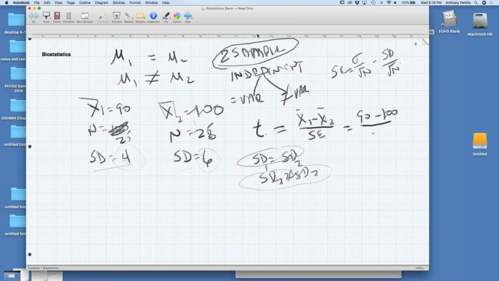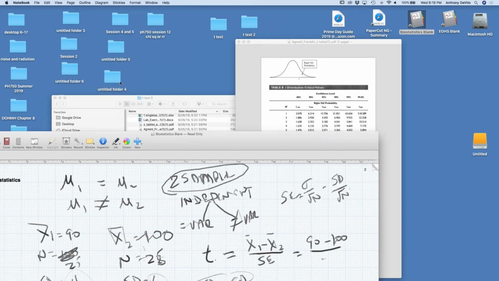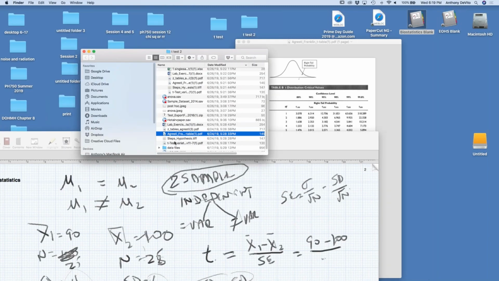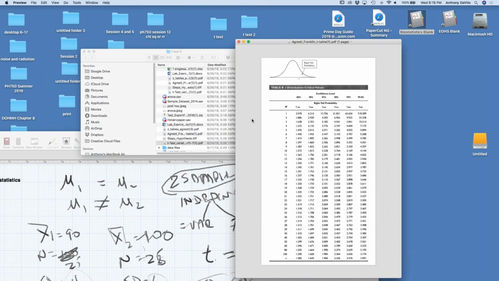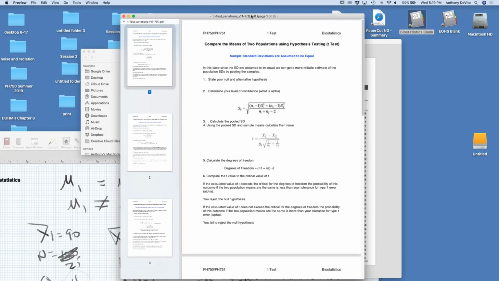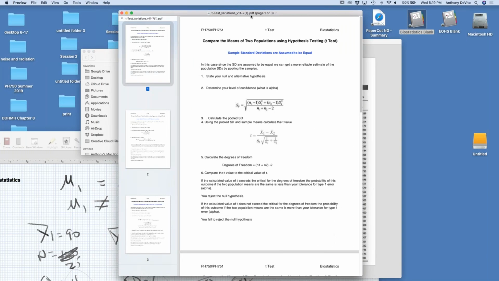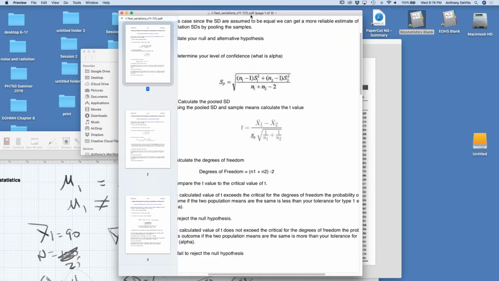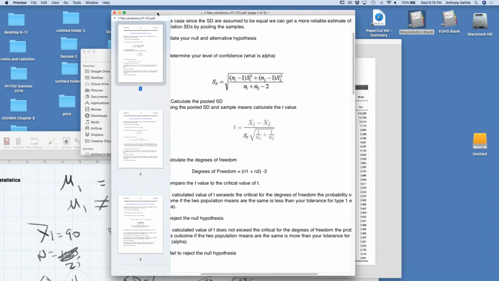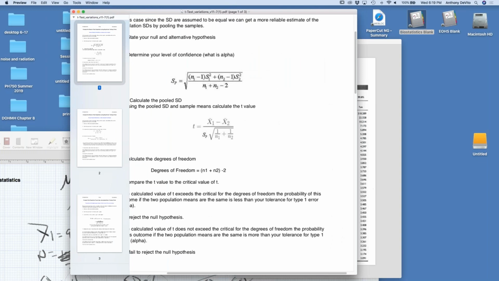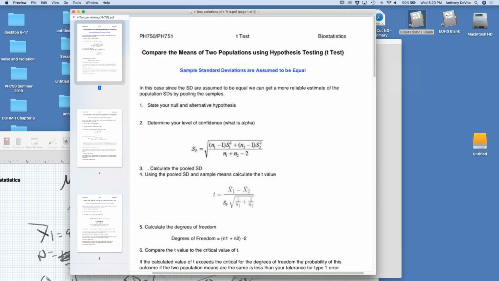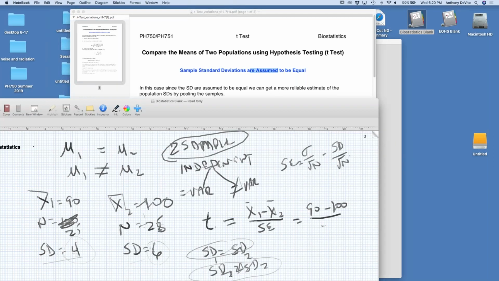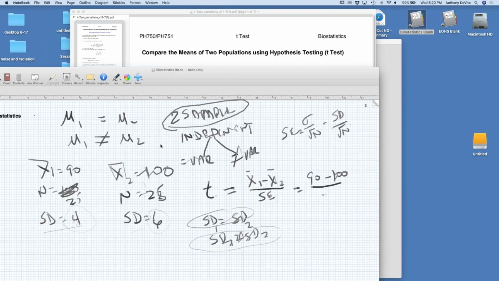The way we handle that is in that document that we had from class. Let me open that up again. Let's see, t-test variations. There we go, here it is. Make that a little bit bigger. Good. Let's see how this works. Okay, so this formula is for when the standard deviations are assumed to be equal. That's the case we have here, right? We've decided that 4 and 6 are close enough, so we call it equal.